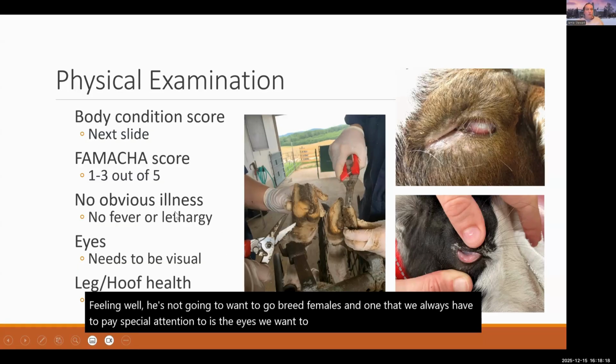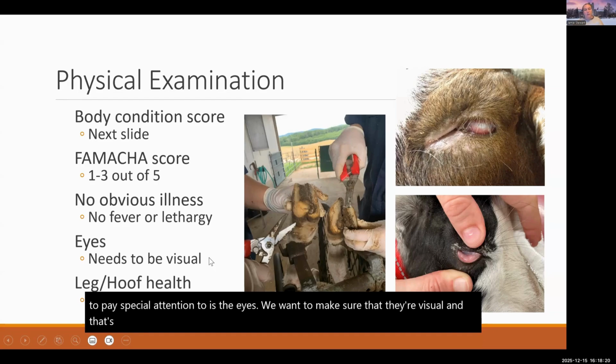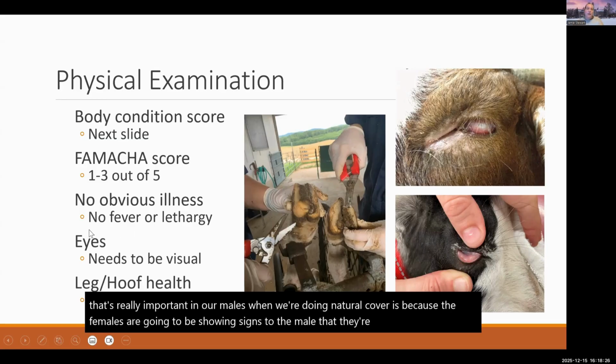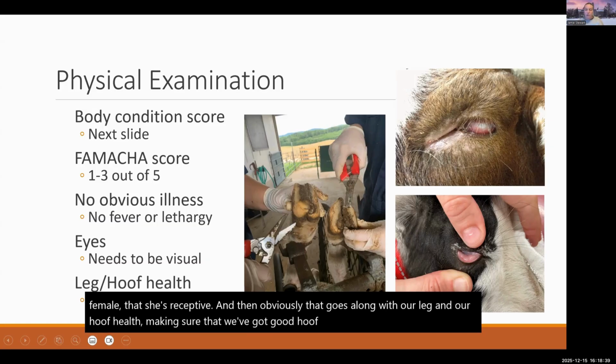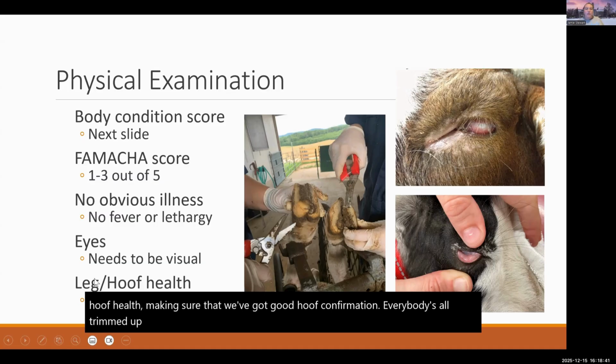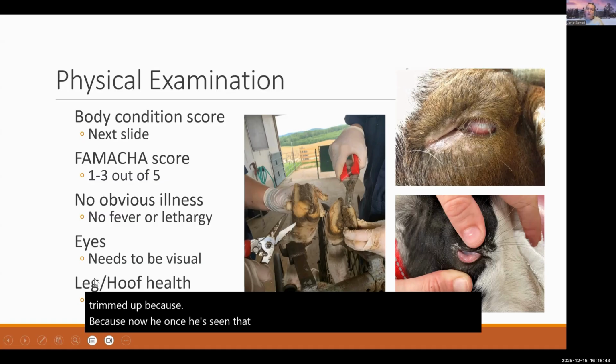We want to make sure that they're visual, and that's really important in our males when we're doing natural cover, because the females are going to be showing signs to the male that they're in heat, and the male needs to be able to see and detect those to know that it's safe to approach the female, that she's receptive. And then obviously that goes along with our leg and hoof health, making sure that we've got good hoof conformation, everybody's all trimmed up, because once he's seen that the females are in heat, he needs to be able to get to them.